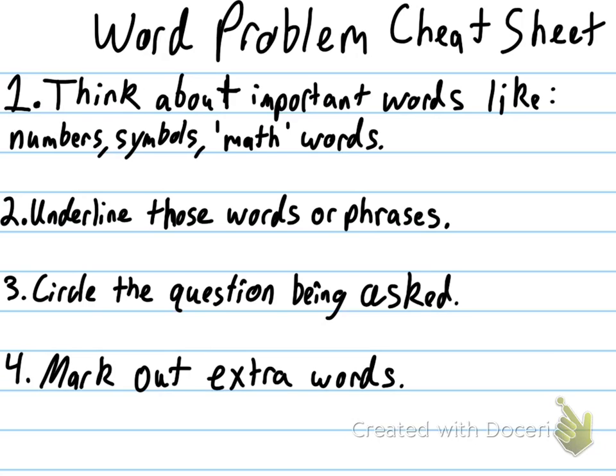So the first thing that you should do is think about all the important words that you know, like numbers, any symbols, or any math words. The second thing you do is underline those words or phrases. The third thing you do is circle the question being asked. Normally it's, how much such and such? How long did blah blah take? Things like that you're going to circle. And the final thing you do is mark out all the extra words, just leaving you the important words.